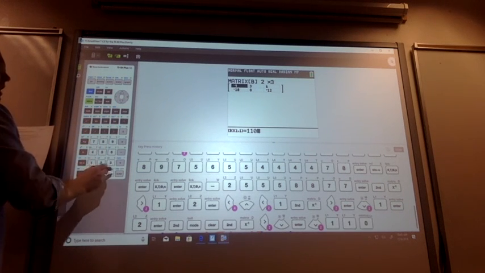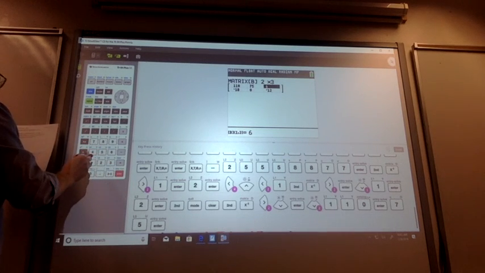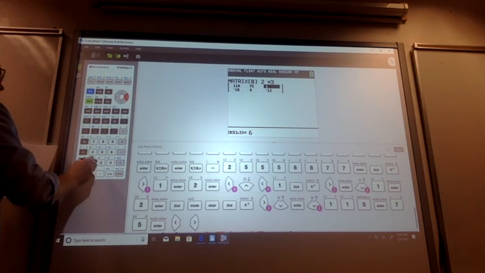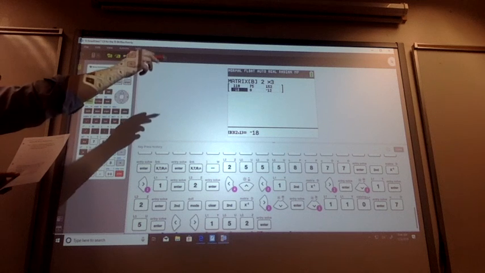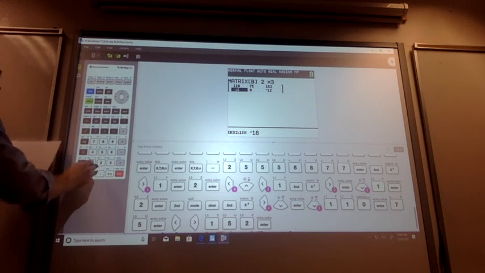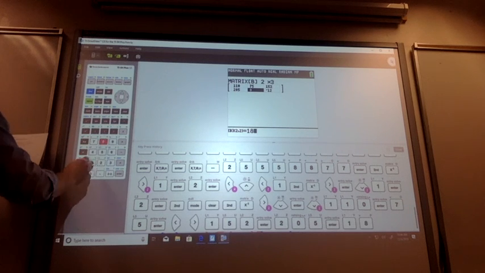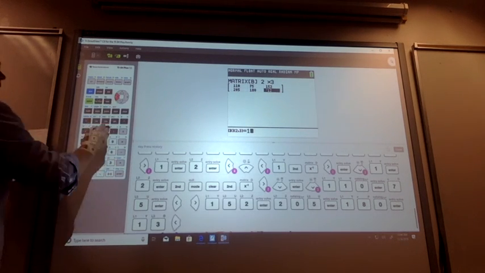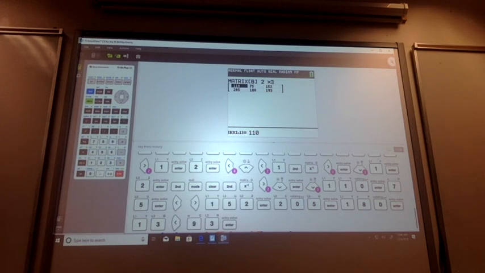So I have 110 here. I have 75 here. If you make an error, just arrow back to where you need to and change it. 152 here, because that's Monday, Wednesday, Friday for the popcorn. And now this is 205. Enter. And I have 180. Enter. And I have 193, enter. Okay, does that matrix look right?